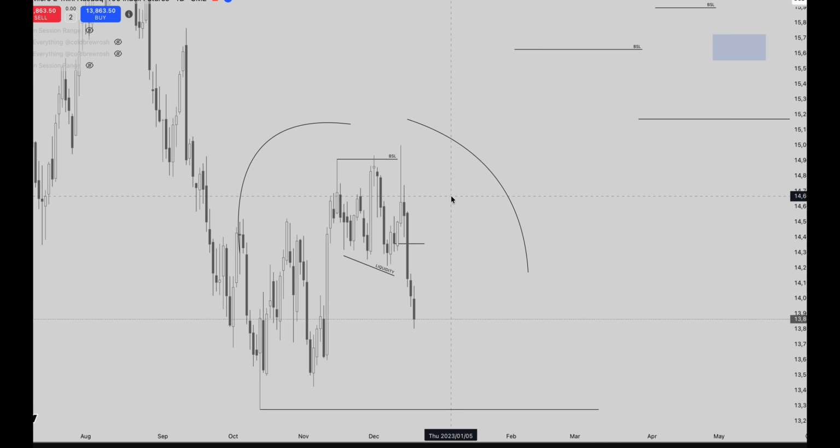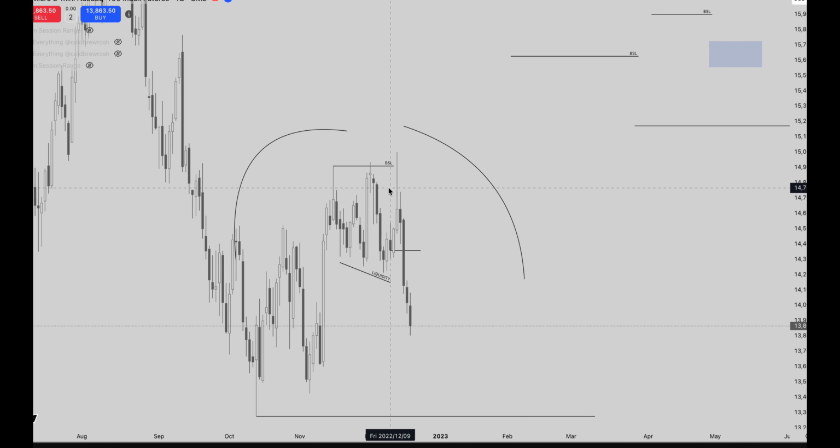So, two things you need to remember: buy side liquidity, sell side liquidity, and the difference between manipulation and displacement. The liquidity moves the market, boys. It's like the big daddy. It's like the dude who calls the shots, okay?